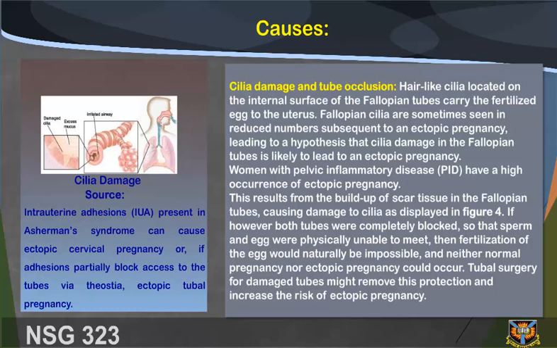Women with pelvic inflammatory disease (PID) have a high occurrence of ectopic pregnancy. This results from the build-up of scar tissue in the fallopian tubes, causing damage to cilia as displayed in Figure 4. If, however, both tubes were completely blocked, so that sperm and egg were physically unable to meet, then fertilization of the egg would naturally be impossible, and neither normal pregnancy nor ectopic pregnancy could occur. Tubal surgery for damaged tubes might remove this protection and increase the risk of ectopic pregnancy.